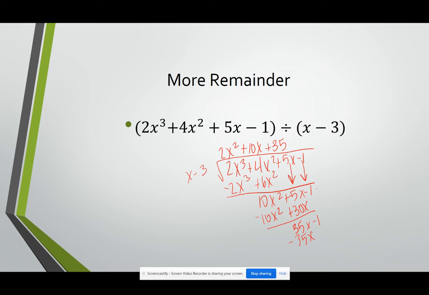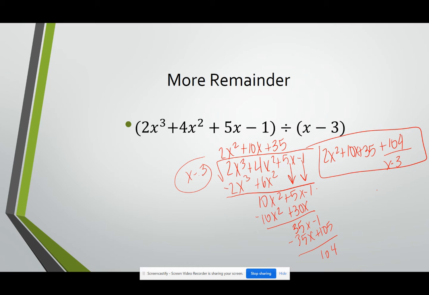This is 105. So our remainder is 104. So my final answer would be 2x squared plus 10x plus 35 plus 104 over x minus 3. We always do the 1 out here. If you want to check, you can. It takes some time. I totally suggest it.